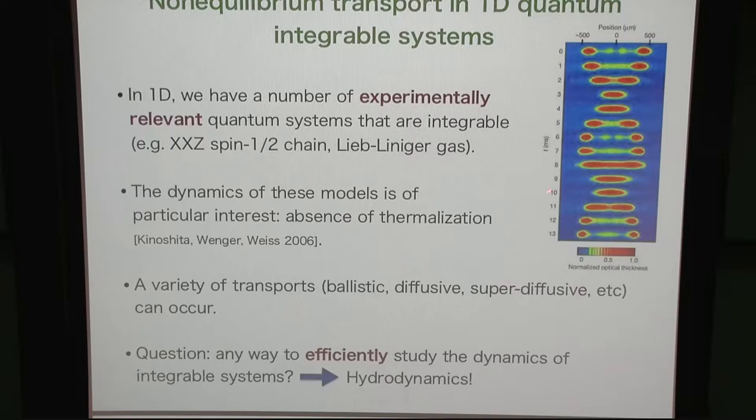Okay, so my primary interest is in non-equilibrium transport in one-dimensional quantum integrable systems. In one dimension, we have a number of experimentally relevant quantum systems that happen to be integrable, like a Lieb-Liniger gas that can be realized with ultracold quantum gases, or a spin chain model like the XXZ spin-half chain that is known to describe some materials.